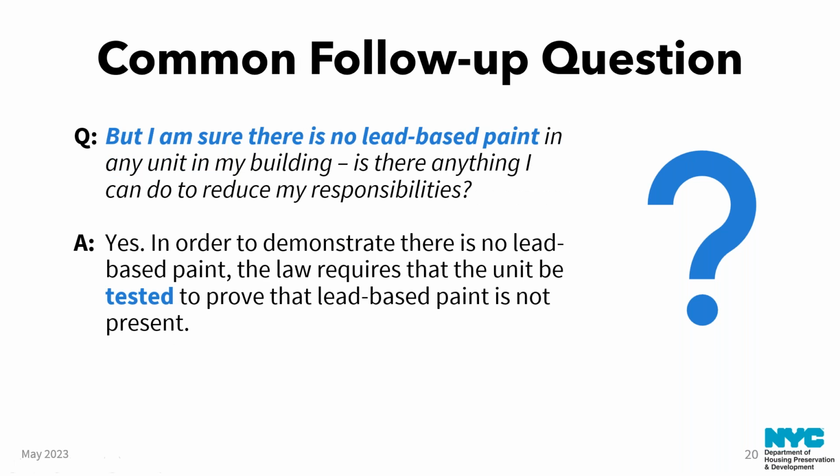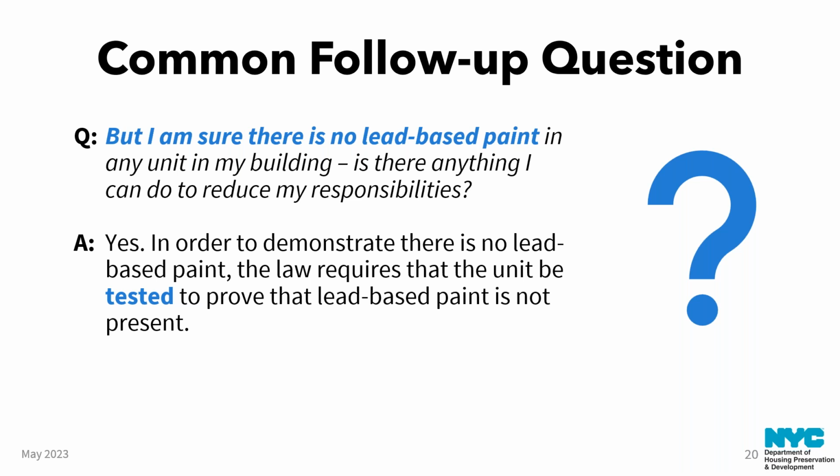So we usually then get a follow-up question from building owners who tell us that they are sure that there's no lead-based paint in any unit in their building, and asking if there's anything they can do to reduce their responsibilities. The answer to that is good news. It's yes. If there is no lead-based paint in your building, you can arrange for testing to prove that there is no lead-based paint present, and then you can apply for an exemption. We'll talk a little bit about exemptions at the end of this webinar.